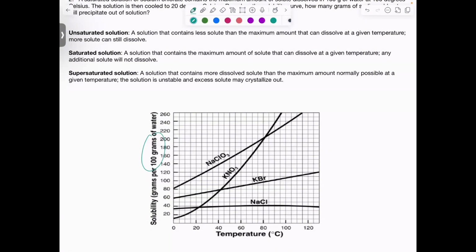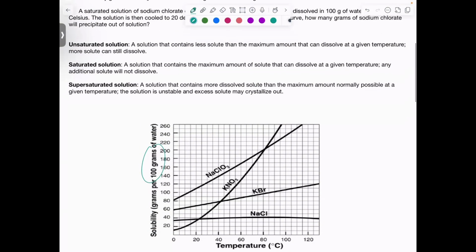Now, unsaturated solutions are simply, as far as definitions go, you just need to understand that you can keep adding more solute and it will not get saturated. It'll keep taking in and dissolving that particular solute.